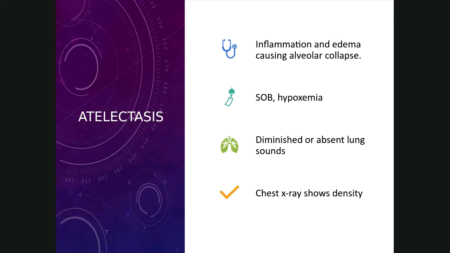Anybody? Can you repeat that? What do you want to do for a patient who has atelectasis? Give them oxygen. Good, you do. Sometimes it's as simple as getting them to cough and do breathing exercises. Oxygen therapy is very important, and listening to the lungs to find out where that area might be, okay?